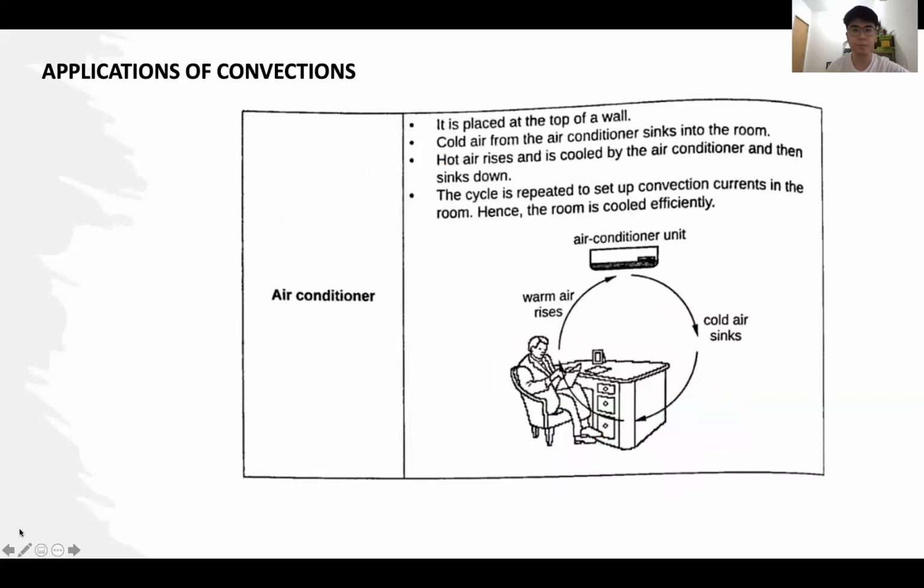Next, aircon. It's placed at the top of the wall because you want to cool the air on top first. Draw an imaginary line: you get cooler air on top, and then warmer air at the bottom. Cold air, denser, sinks down. Warm air rises. Most of the objects are placed closer to the ground, so the air closer to the ground is warmer than the air above.